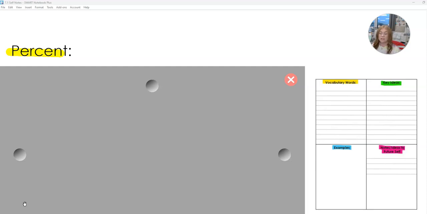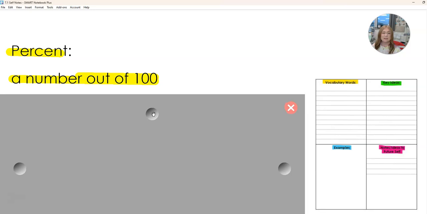For 7.1, we're going to start learning about percentages. We're going to use a lot of the same strategies we just used in our last module. So percent is a number out of 100. The word percent literally means per is out of and cent means 100. Like if you have cents, it takes 100 cents to make $1. If you have a century, that's 100 years. Out of 100.